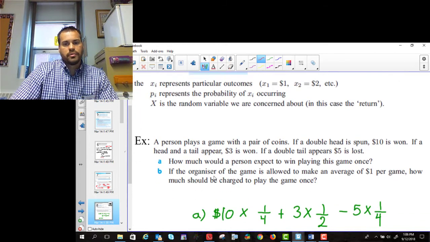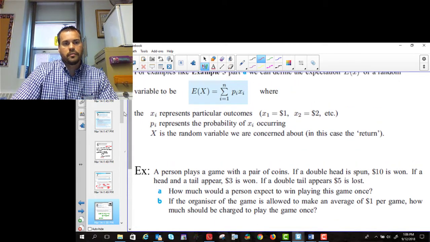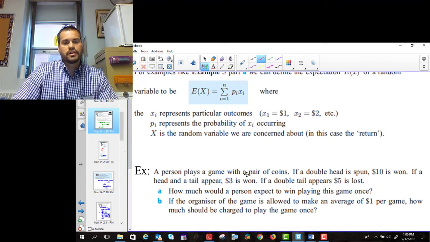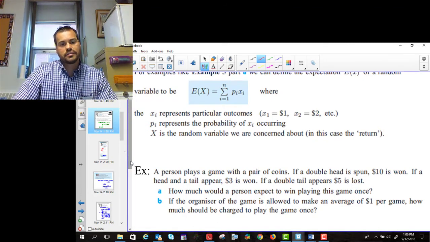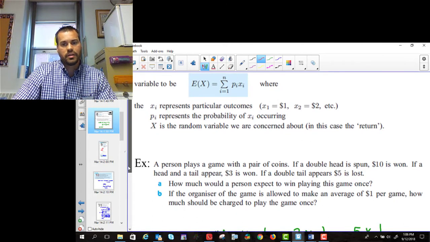So here's another example, and we'll just quickly go through this. I have it written out so you don't have to watch me write everything out, but it says a person plays a game with a pair of coins. If a double head is spun, $10 is won. If a head and tail appear, $3 is won. And if a double tail appears, $5 is lost. So how much would a person expect to win playing this game once?